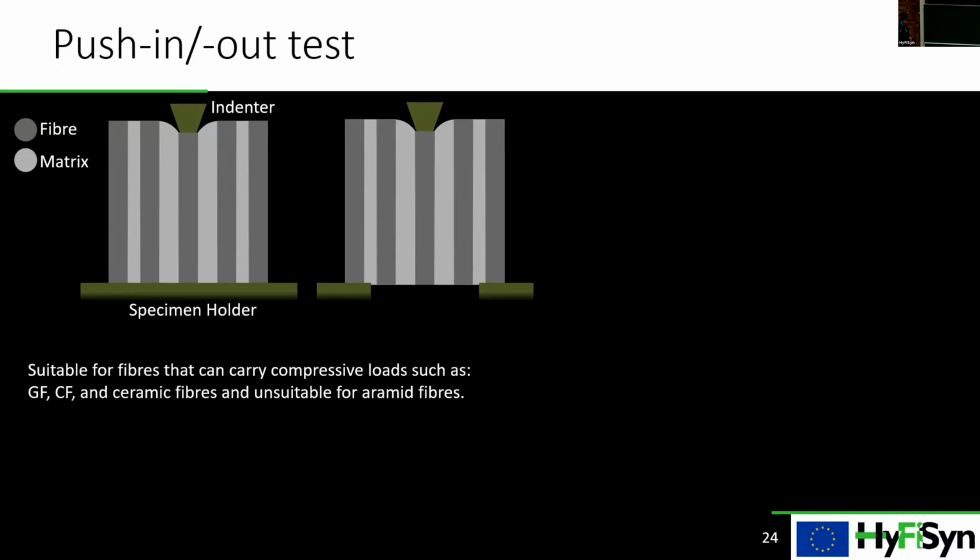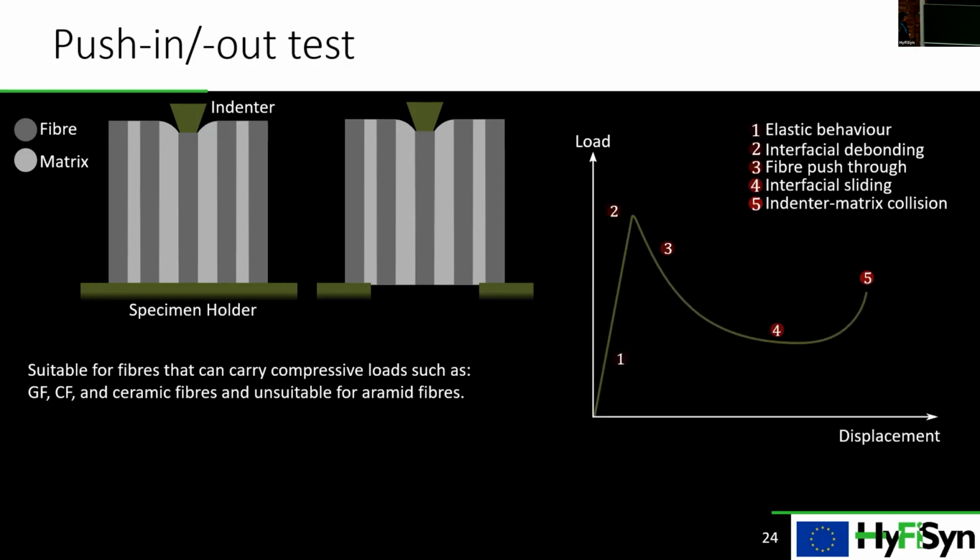This is suitable for the fibers that can carry compressive stresses, such as carbon fiber, but it's not good for the aramid fibers at all. So again, similarly, the load displacement, we start with elastic behavior, then interfacial debonding occurs, and the fiber will be pushed through, and then after full debonding, it will have an interfacial sliding, and at the end, slightly rise because of the closure of the indenter with the matrix.